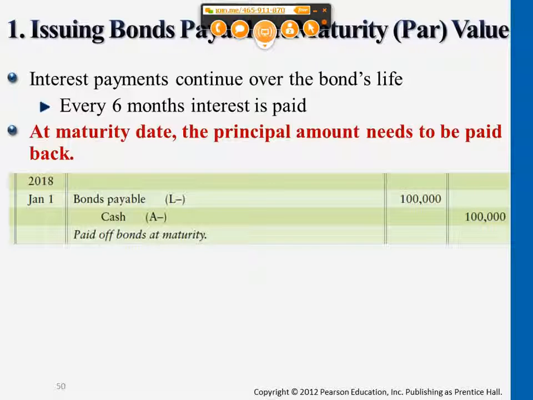So debit liability, credit cash. So there are 3 entries to this first case. When the interest rate matches, the first entry and the last entry, we're just flipping it.